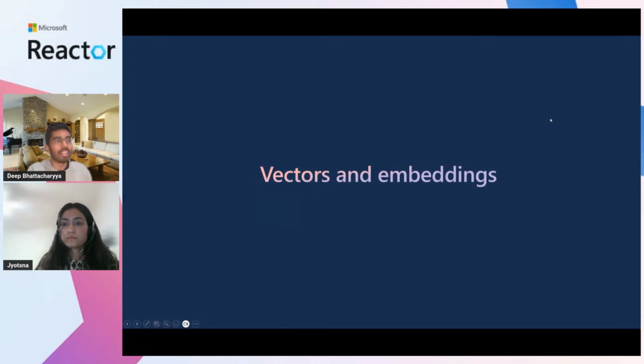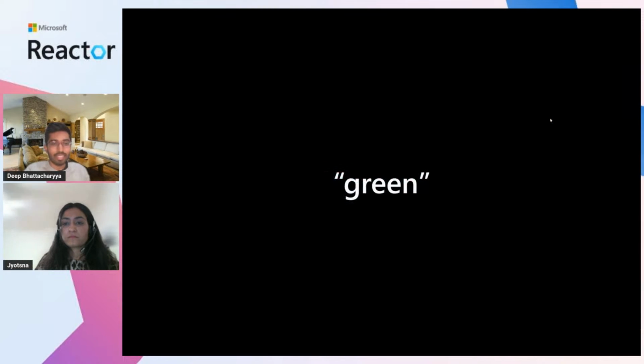Now it's the fun part. Now we're going to go a little bit technical and talk about vectors and embeddings. The way that I like to present this is to have a think about what the word green means to you. What comes to your mind when you think of the word green? Normally when I'm up on stage, I ask for question and answer, but since we only have Jyotsna here, maybe we can ask her, what comes to your mind when we say the word green?